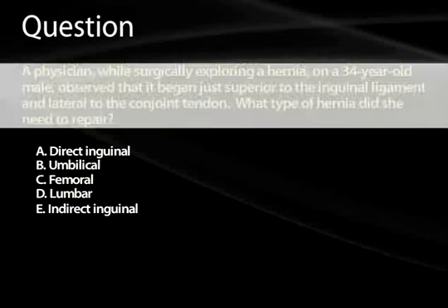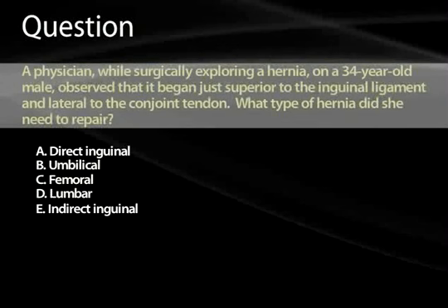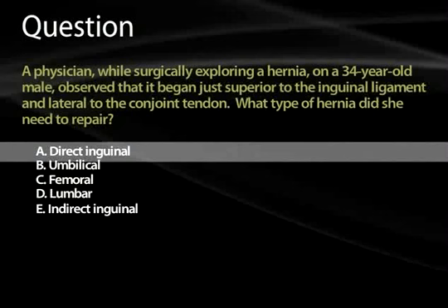Here's a question. A physician, while surgically exploring a hernia on a 34-year-old male, observed that it began just superior to the inguinal ligament and lateral to the conjoint tendon. What type of hernia did she need to repair? In this case, you'll be looking at a direct inguinal hernia.